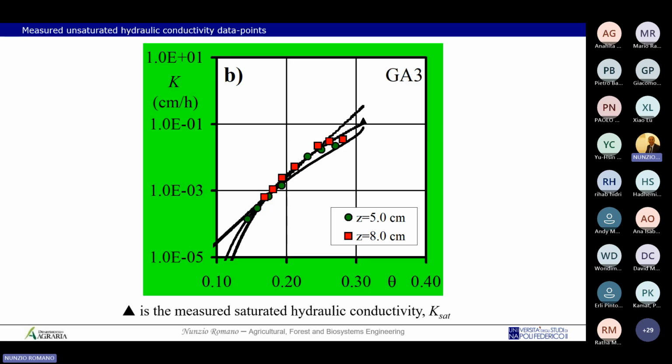And then the last slide refers to the hydraulic conductivity. This is the hydraulic conductivity. The black triangle on the right is the measured saturated hydraulic conductivity. Of course, the data on the hydraulic conductivity are more scattered, but again, you can use different interpolation relationships that help you to put the data points on an analytical relation, and then use this relation in the Richards equation in the model.